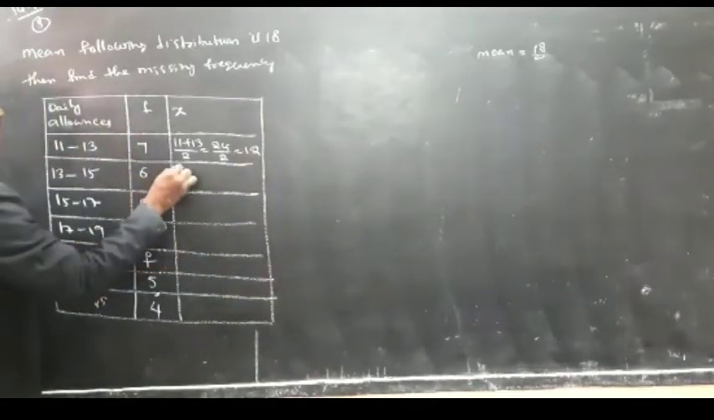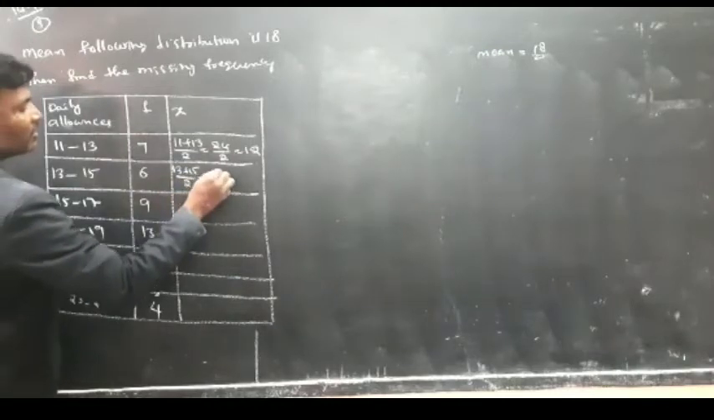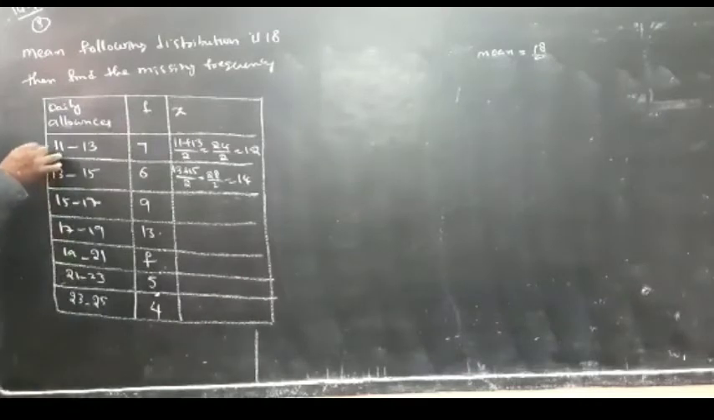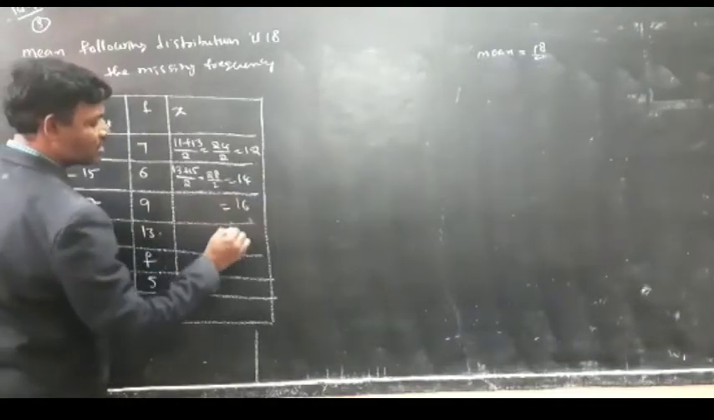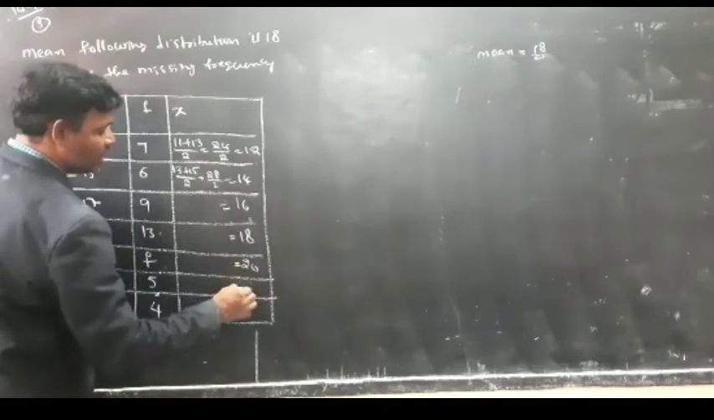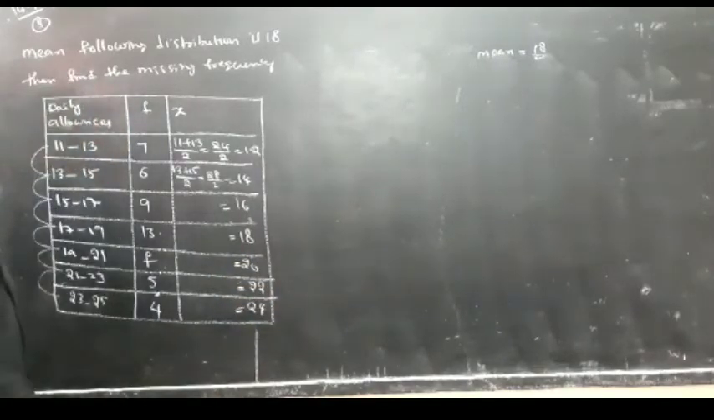Then after, 13 plus 15 by 2 is equal to 28 by 2 is equal to 14. See, 11 to 13, 13 to 15, 15 to 17, 17 to 19, 19 to 21, 21 to 23. So what is the increasing value here? 2. So 14 plus 2, 16, 16 plus 2, 18, 18 plus 2, 20, 20 plus 2, 22, 22 plus 2, 24.